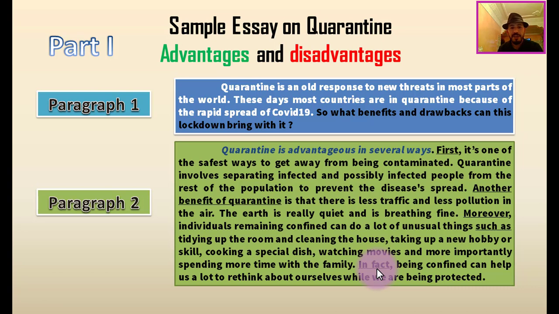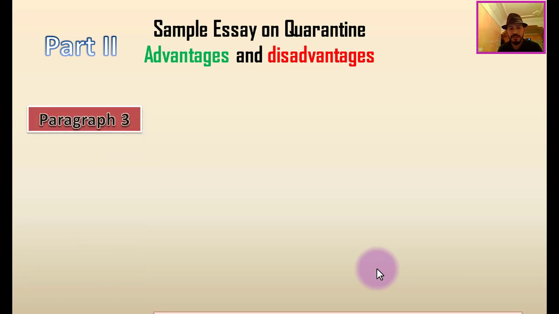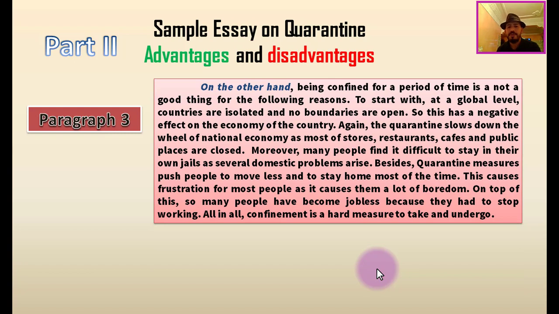We move on to paragraph number 3, which is the second part of the body, in which we're going to talk about disadvantages. On the other hand, being confined for a period of time is not a good thing for the following reasons. To start with, at a global level, countries are isolated and no boundaries are open. So this has a negative effect on the economy of the country. Again, the quarantine slows down the wheel of a national economy, as most stores, restaurants, cafes, and public places are closed. Moreover, many people find it difficult to stay in their homes, as several domestic problems arise.